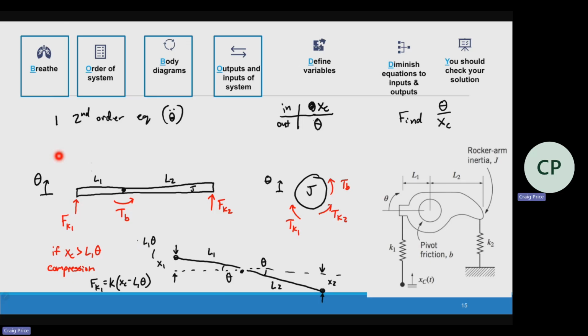And then for K2, you've got to do something similar. Now, K2 doesn't actually have a delta because it's tied to the ground. So it's really just going to be looking at theta, and eventually we should change everything to a torque to do the sum of torques.